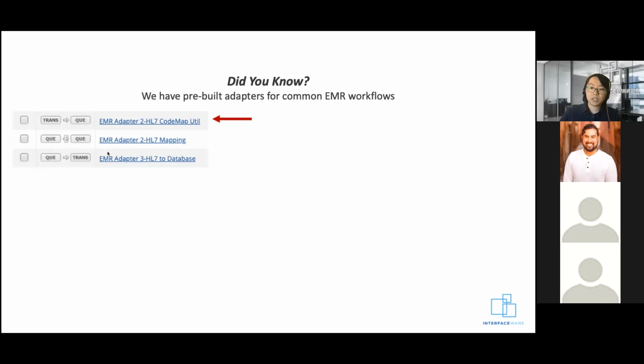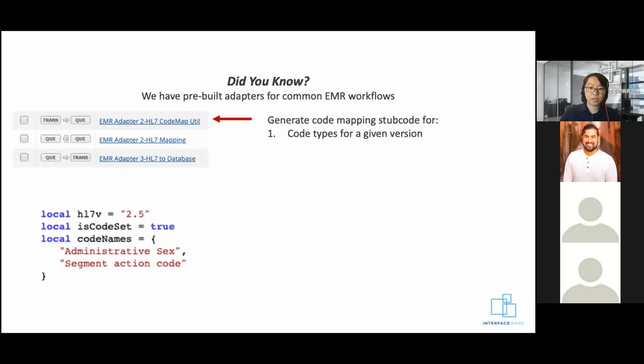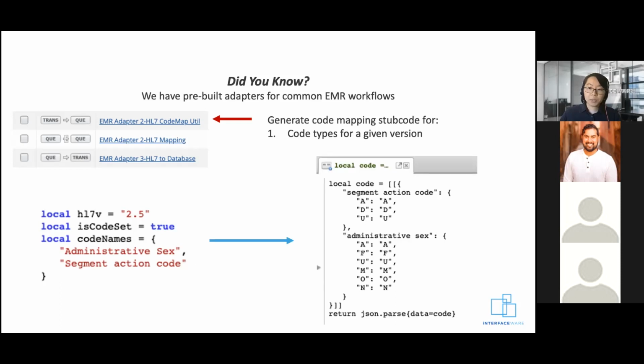It is best used in situations where codemaps are required for values that belong to a code set. It does so by providing functions for generating codemap stub code for two scenarios. The first is for different code types for a given HL7 version. So for example, we can select HL7 version 2.5 and request the administrative sex and segment action code code sets. This will give you the stub code for those code sets. You can then copy the stub code into your mapping code to quickly assemble the values needed for code set validation or mapping. We'll see what this might look like during the demo.